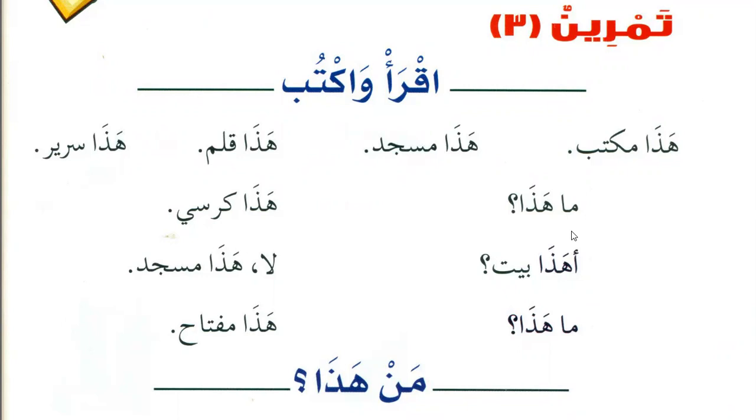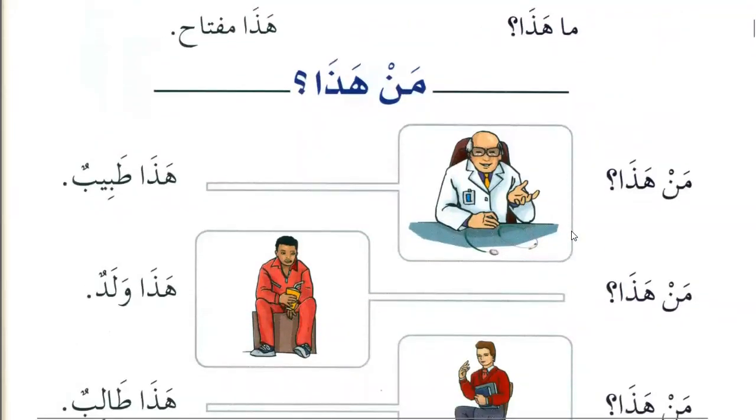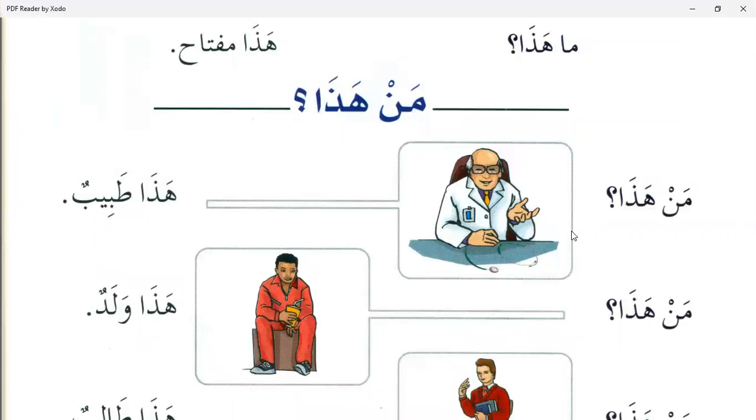Hada masjidun. Hada kolamun. Hada sarirun. Ma hada? Hada kurisiyun. Ahada baytun? La, hada masjidun. Ma hada? Hada miftahun. Anyone else? Raise your hand. Emil Satya, continue.